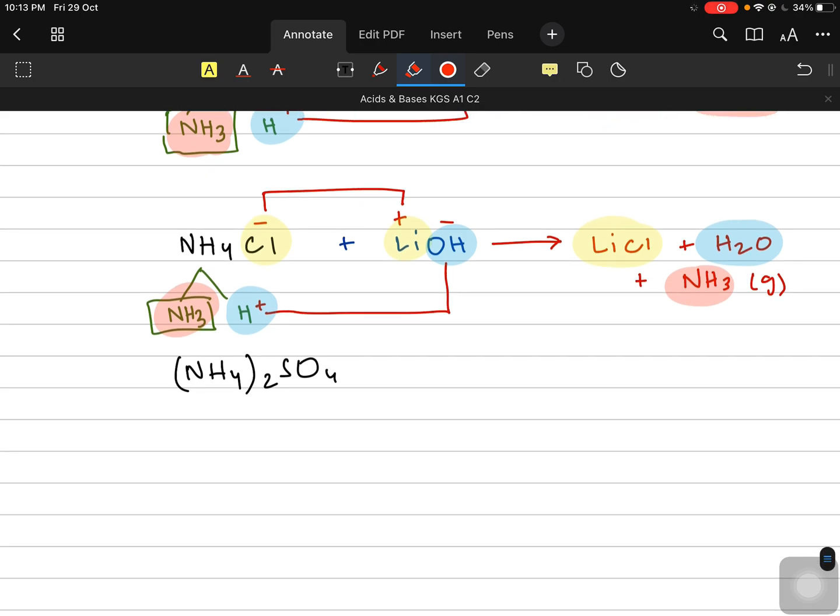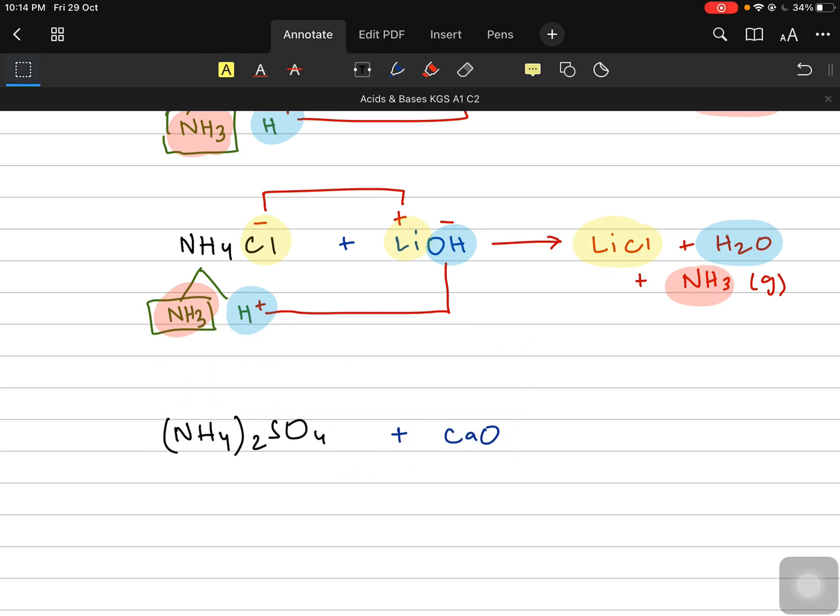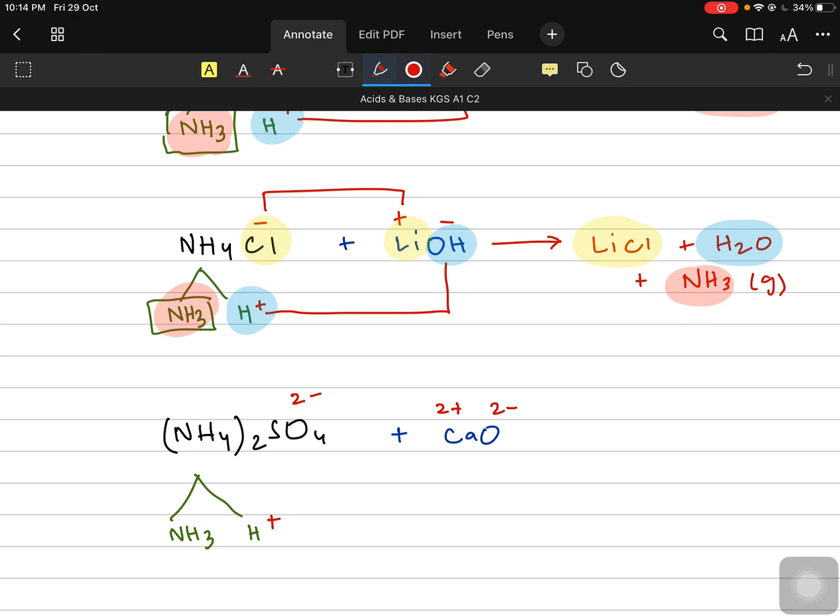Let's try one more example. Here we are not using an alkali. We could be using a metal oxide. For example, let's use calcium oxide. Again, NH4 means that it's a combination of NH3 and H. H has a charge of +1. Sulfate has a charge of -2. Calcium is +2 because it's group 2, and oxygen has a charge of -2. Again, we swap the partners. So SO4 goes with the calcium. It gives you calcium sulfate. The oxygen comes with the H, and O and H combine to give you water. Ammonia is the last product that you get.